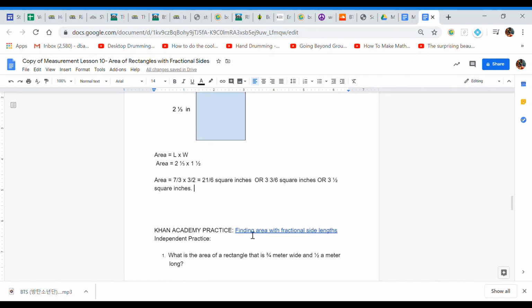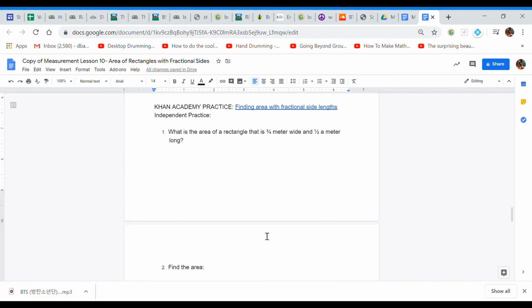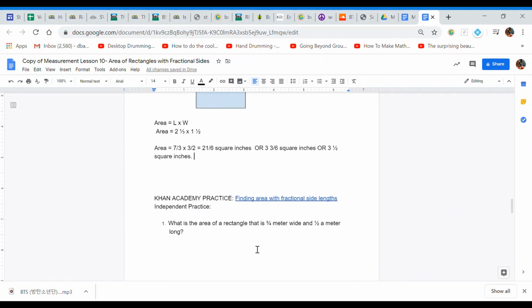That's how you do it. There's some Khan Academy practice here with similar questions like the ones we just saw. And there's an independent practice to finish and solve and submit. When you're done, go to your Edulastic quiz and show me what you've got. Go for it, folks. That's it for fractional sides and finding area. Just remember to always turn mixed numbers to improper fractions before you multiply them. Otherwise, you're not going to get the right answer.